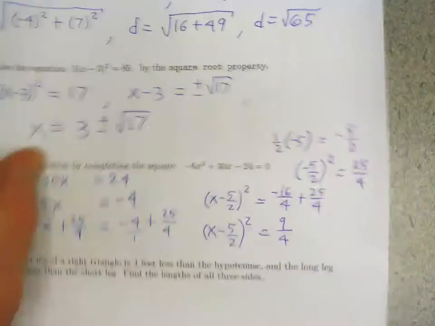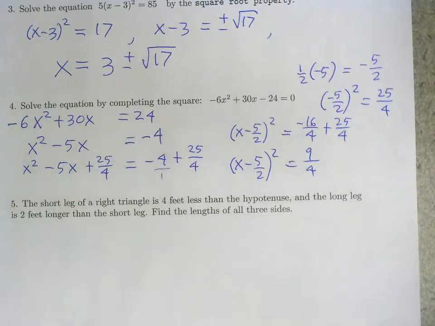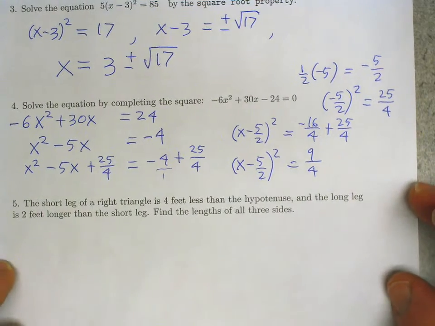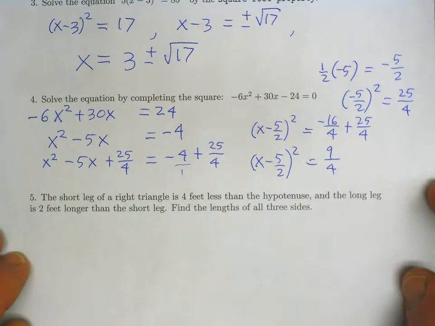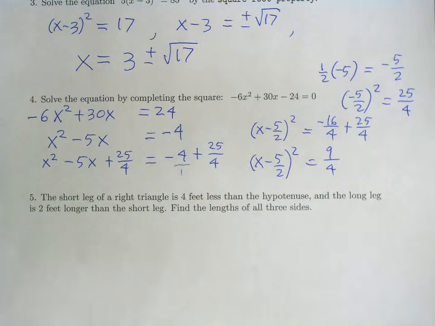Okay, moving on then to the next problem. The short leg of a right triangle is 4 feet less than the hypotenuse, and the long leg is 2 feet longer than the short leg. Find the lengths of all three sides.